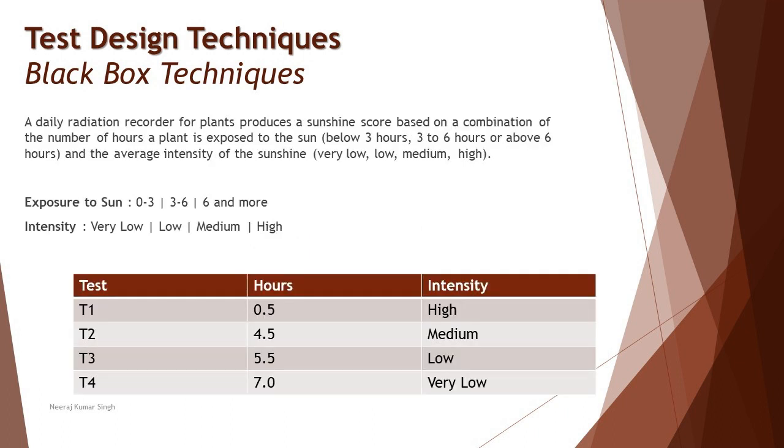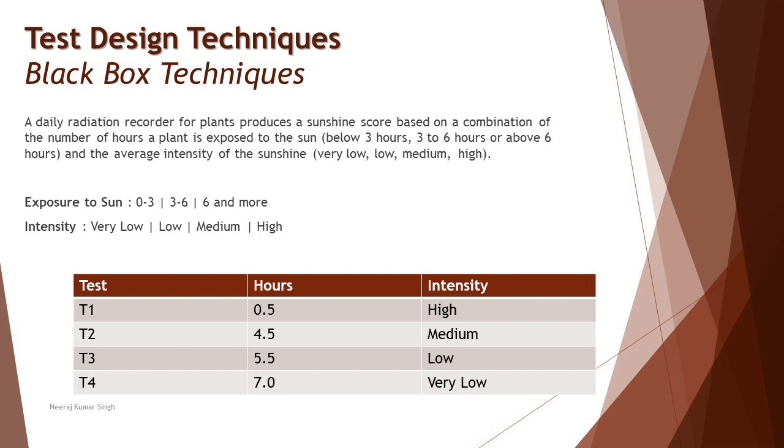Let's take one more example, which is slightly a combination of 2 or more conditions. Sometimes you may experience a requirement where you can have more than one classification provided. Look at this scenario. A daily radiation recorder for the plant produces a sunshine score based on a combination of the number of hours a plant is exposed to the sun, that is below 3, 3 to 6, and above 6, and the average intensity of the sunshine, which includes 4 parameters: very low, low, medium, and high.